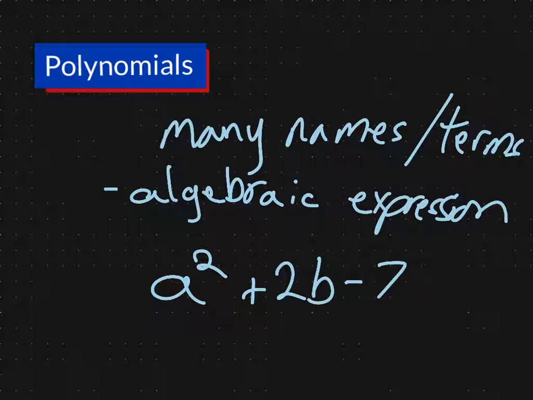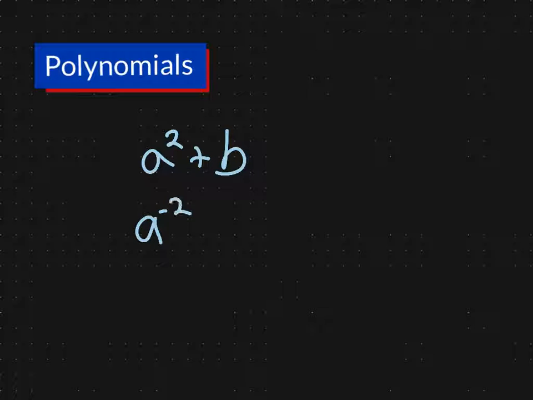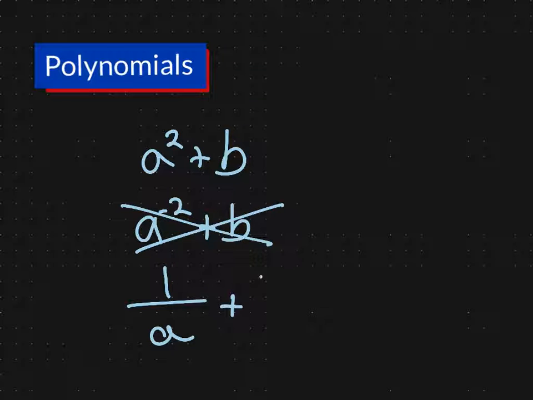That's a polynomial. Polynomials can contain constants, like 7, and variables, like a and b, and exponents, like squared. But they don't contain division by a variable, and the exponent must be a positive integer. So, for example, a squared plus b, that's a polynomial. But a to the negative 2 plus b, that is not a polynomial. And 1 over a plus b is also not a polynomial.